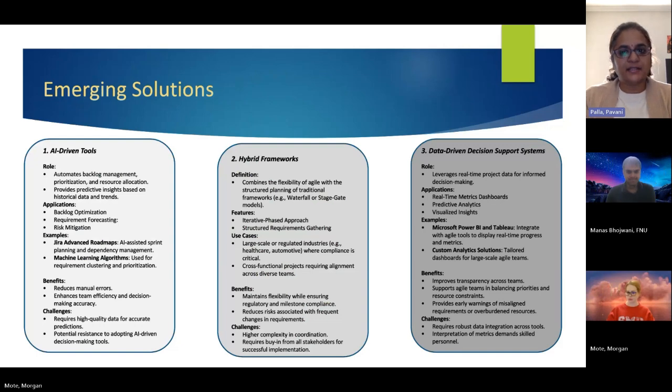For example, Jira Advanced Roadmaps uses AI to predict timelines, identify bottlenecks, and adjust resources. These tools enhance efficiency by reducing manual effort and providing real-time insights. AI analyzes historical project patterns to forecast future risks, enabling teams to proactively address challenges before they impact the project.